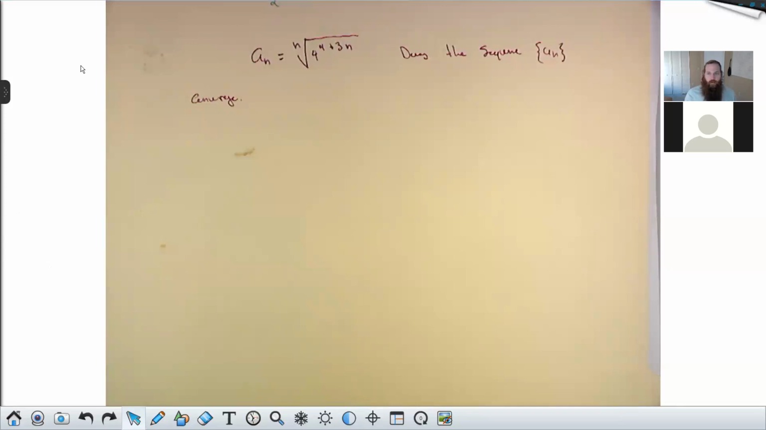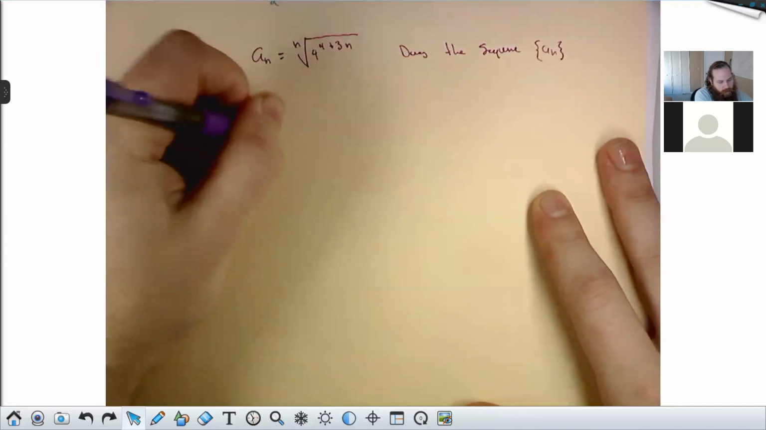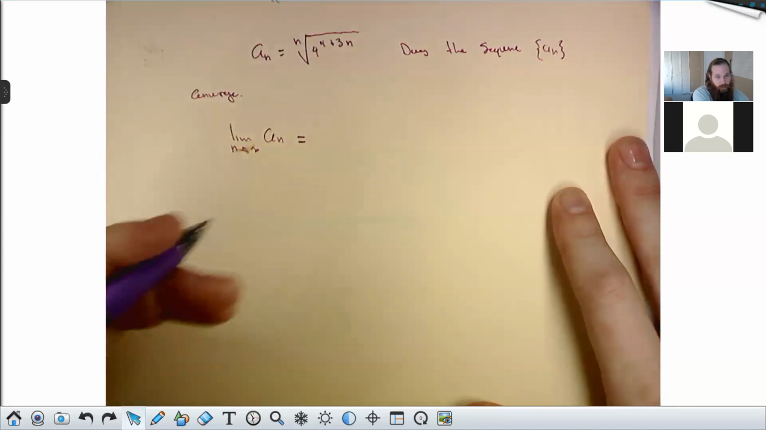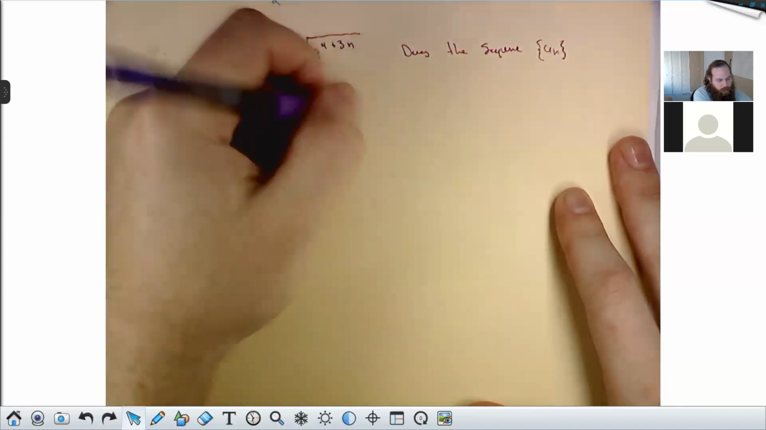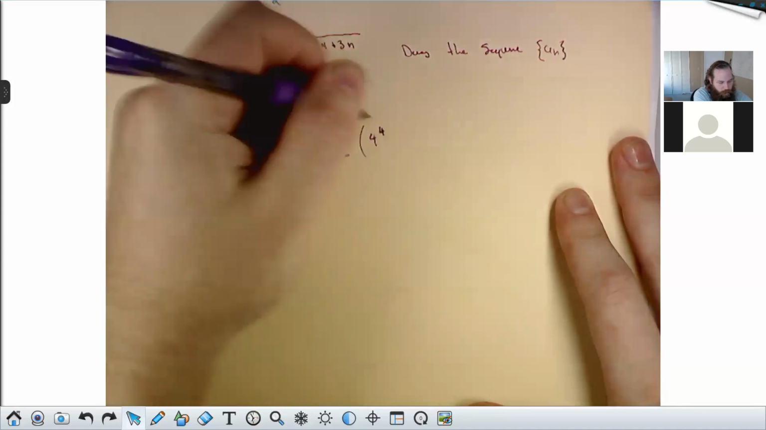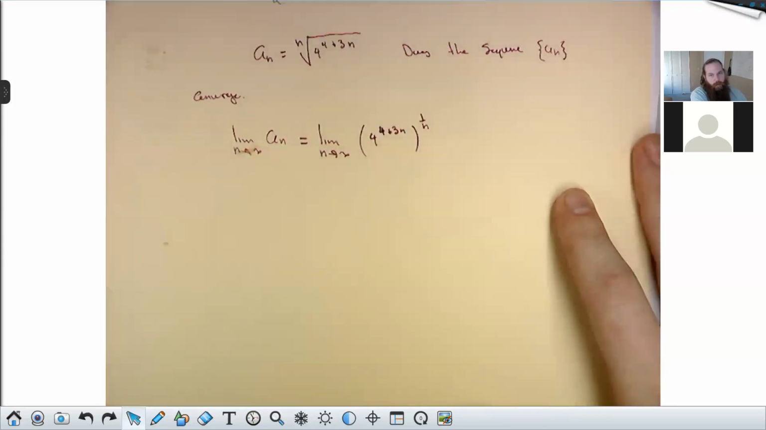Remember, a series converges if its sequence of partial sums converges, or equivalently, if when you add up all the terms, you get a finite number. Yeah, sequences are much simpler. A sequence converges if it has a finite limit. So we need to take the limit as n goes to infinity of the a_n's. That's all you need to do for sequences. Not sufficient for series, but is sufficient for sequences. So that's the limit. I'm going to rewrite this as a power. That's 4 raised to the 4 plus 3n, all raised to the 1 over nth power.